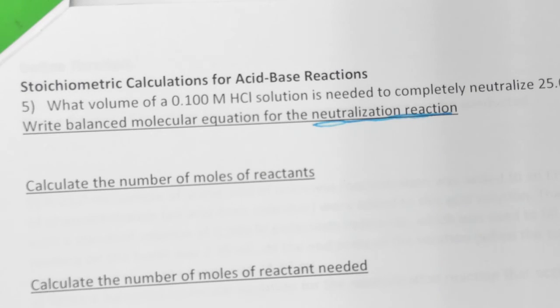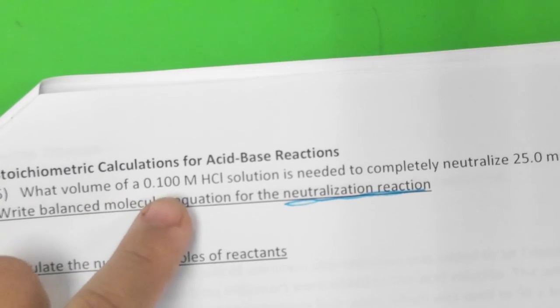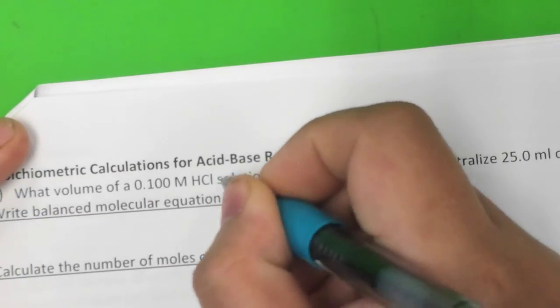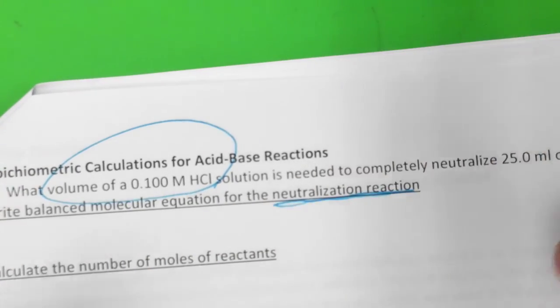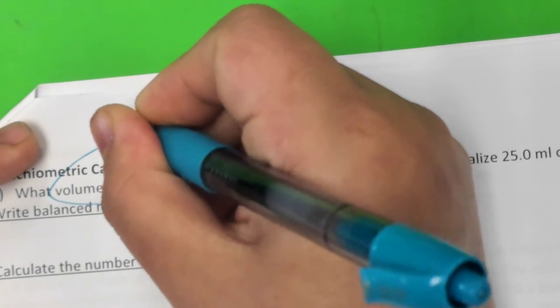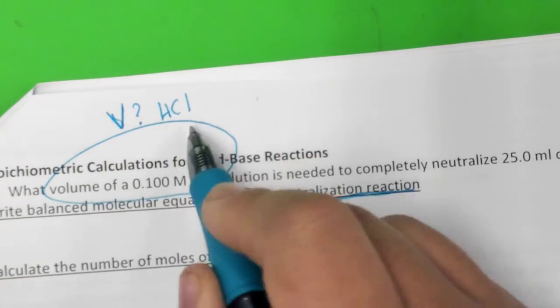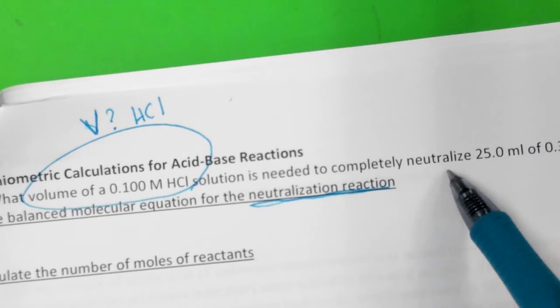So do not forget your stoichiometry. Okay, so let's take a look at our stoichiometry. We have the question: what volume of this molarity of HCl solution? Again, I want you guys to pay attention to the question. It is asking for volume, so you can say either liter or milliliter, right? We're looking for volume, and it has to be HCl. So make sure you are understanding that one. Okay, needed to completely neutralize. Again, we'll talk about that in a second.